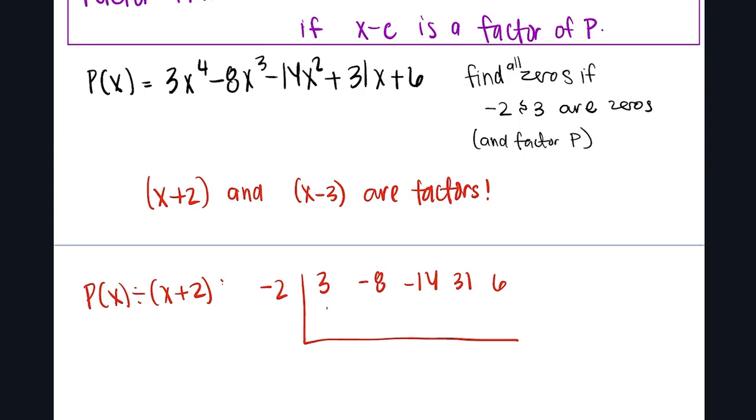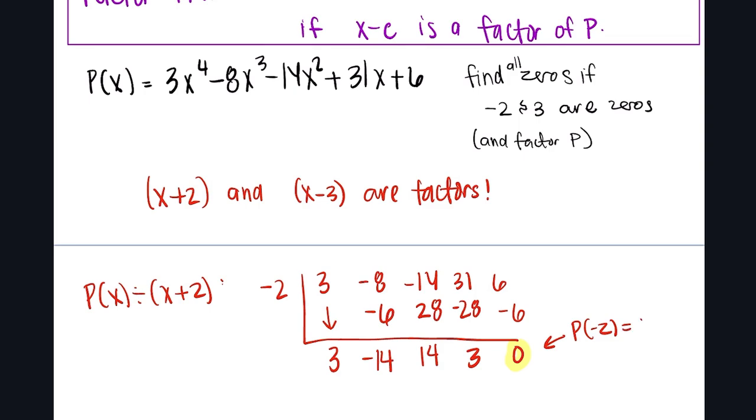And then we'll just go and solve this. So bring down my 3, multiply, and add, multiply, and add, multiply, and add, multiply, and add. So based on the remainder I have right here, I could say the remainder is 0, which means P of negative 2 equals 0, which goes along with the fact that negative 2 is a 0.